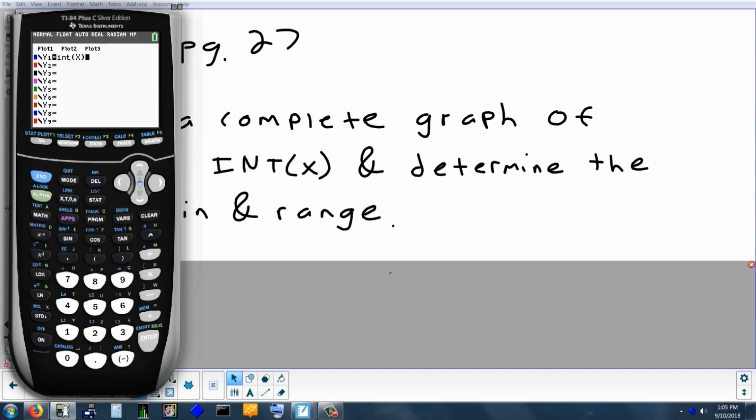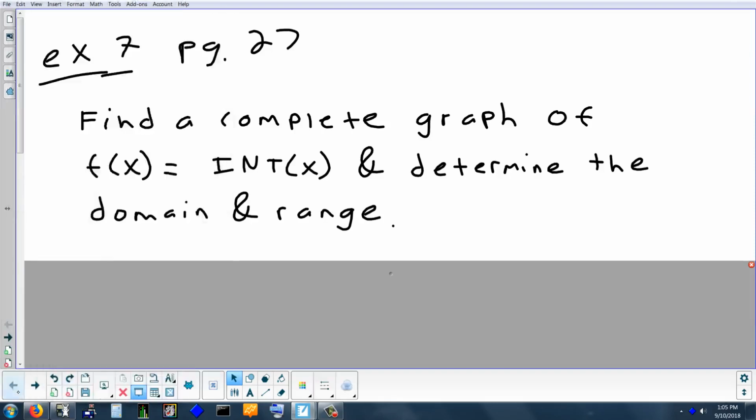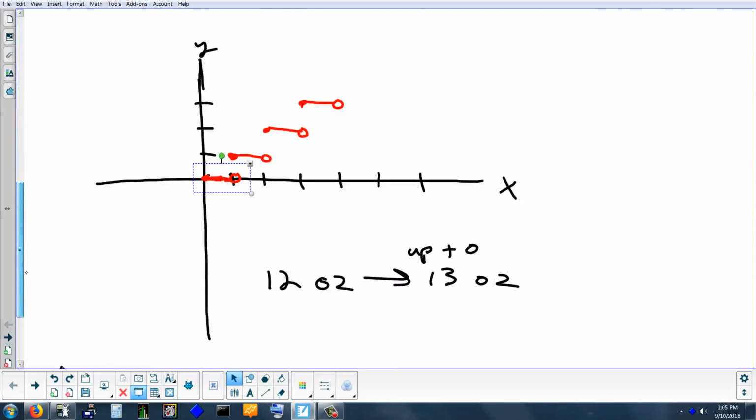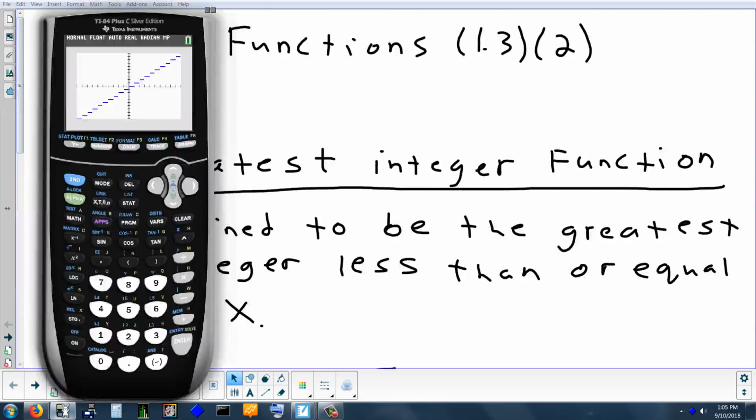Okay, and then to make everyone's window look the same, I'll go zoom 6. And there's your greatest integer function. Notice it can't really put the little circles on it. But there really should be a solid circle on the left of every step and an open circle on the right. There it is.